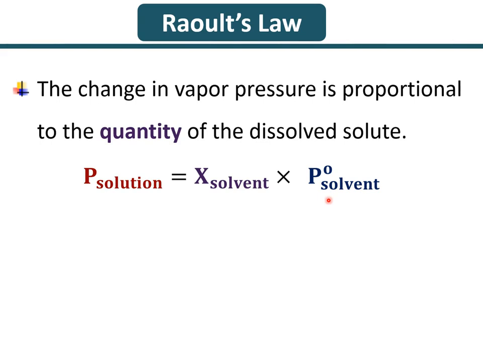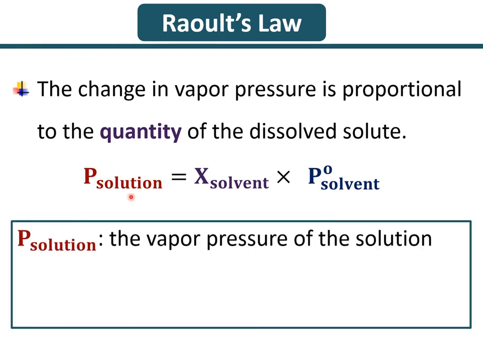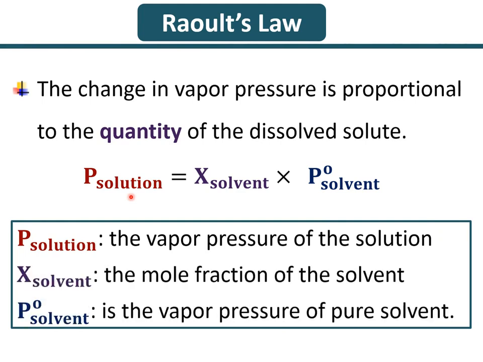The rule is correct. But by the addition of solute to the solvent, this X is supposed to decrease than 1, right? And of course, the P solution will also decrease. So the rule is applied, and this is called Raoult's law. And with Raoult's law, you can estimate the vapor pressure of the solution based on the composition of the solution in the liquid phase.